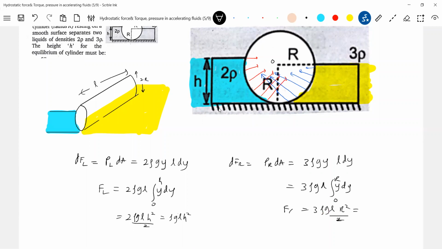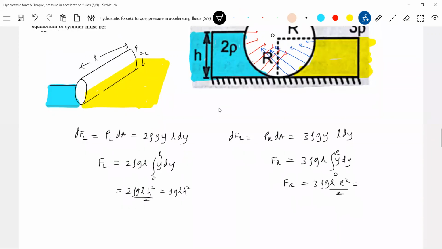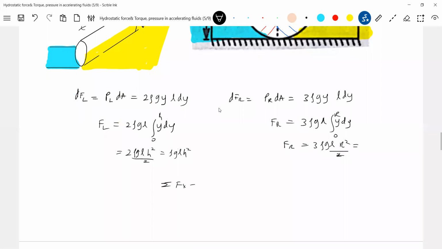Equating these two, the net force on the cylinder should be 0. So FL is equal to Fr. So rho g L h squared equals 3 rho g L r squared by 2. So what is h? h is equal to r into root 3 by 2.